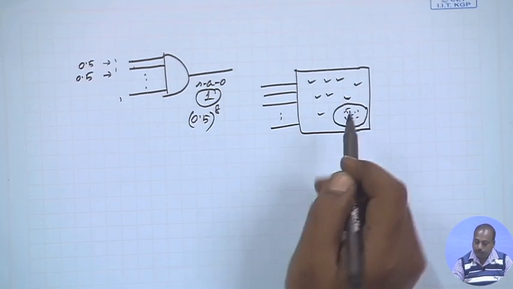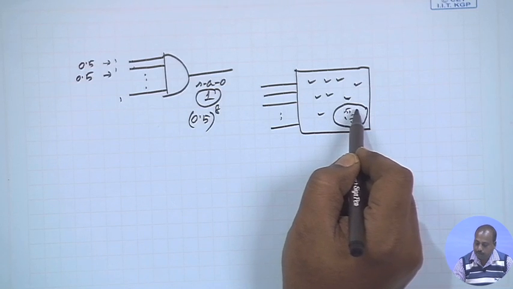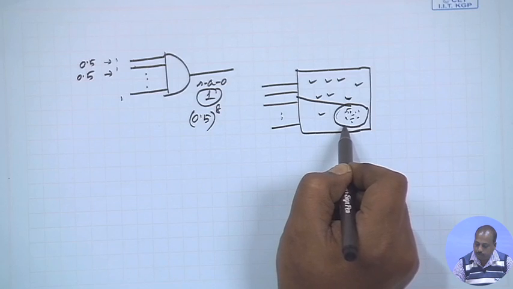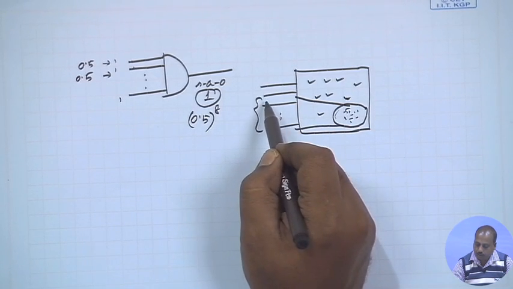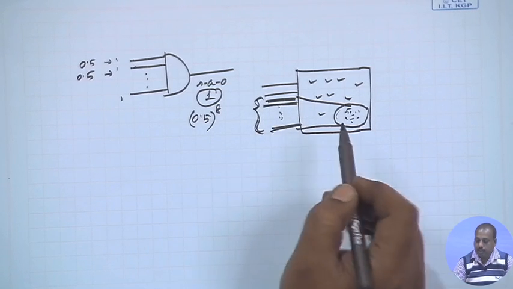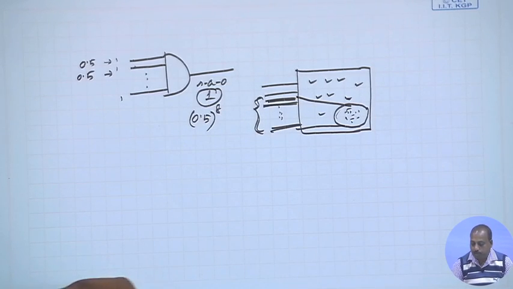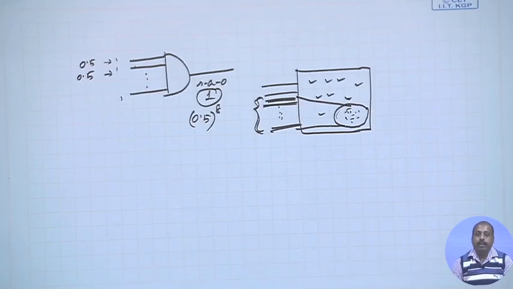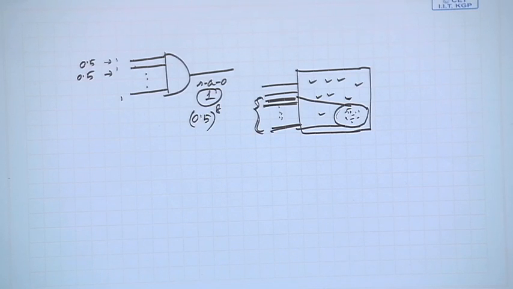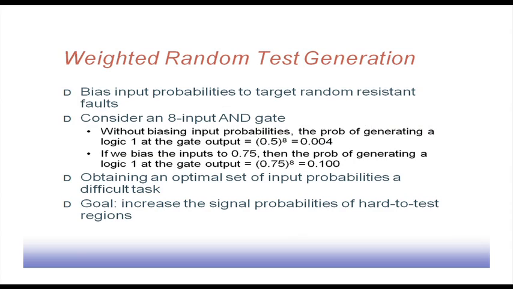For this, we find out the cone of influence for this particular region. Maybe this is the cone of influence for this region. What we do is change the input probabilities for these inputs, so that we can get a more biased random pattern generation that can target faults in the hard to test region. This way these random pattern generators can be modified, and accordingly we can get a better test pattern set which will detect more faults.